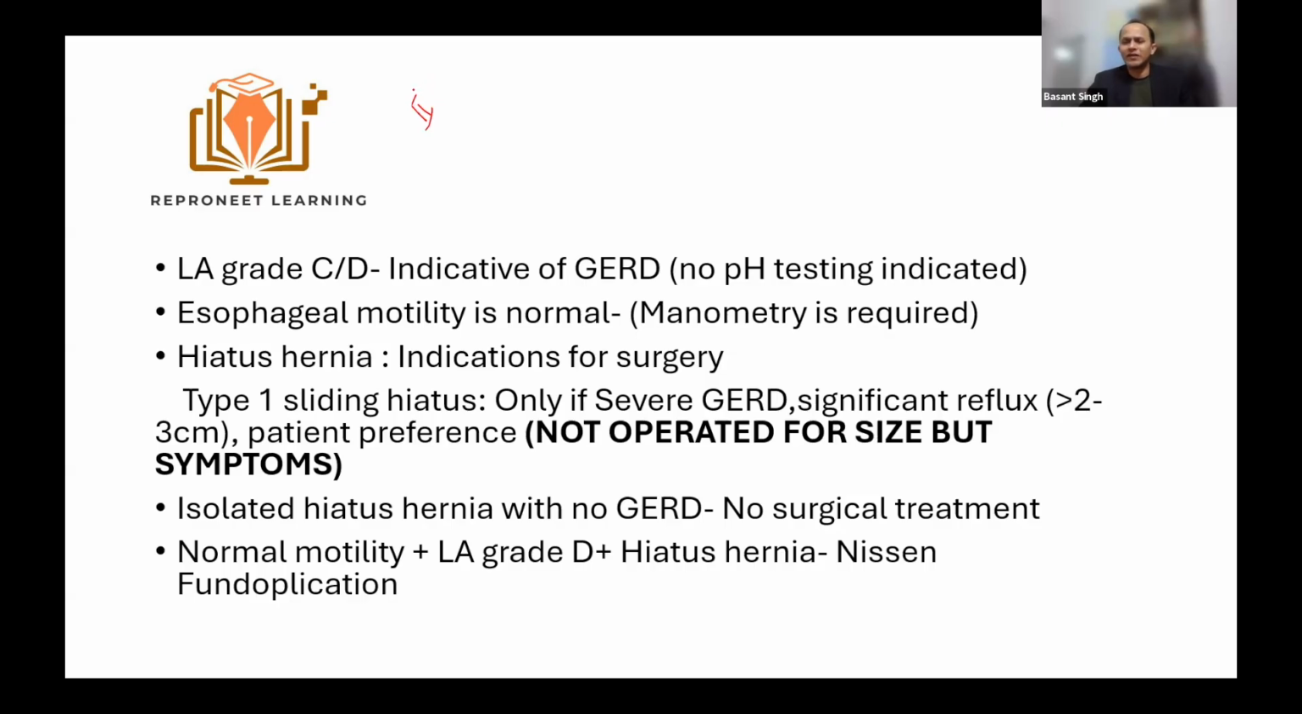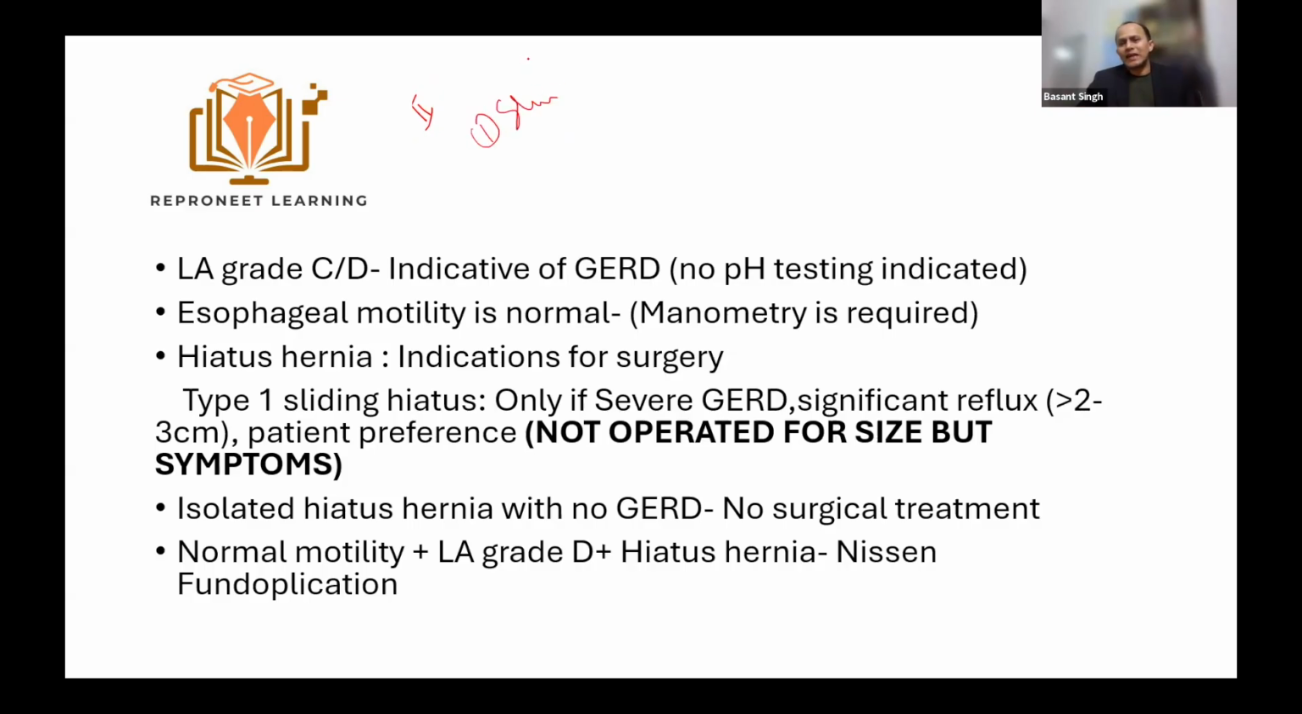And these patients are very, very worried that this hernia is obviously a surgical thing. So they come to your OPD, they'll give you a report that I have a sliding hiatus hernia. They must have gone for endoscopy for some other reason, gastritis or something like that, and they will come to you that I have a hiatus hernia. So hiatus hernia type 1, that is sliding, is not an indication for surgery.